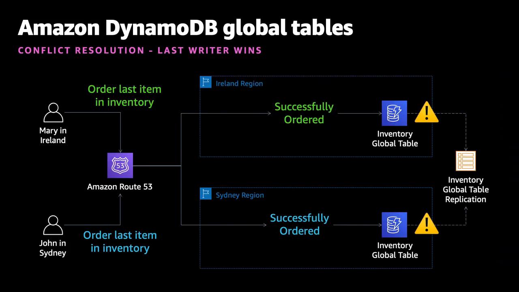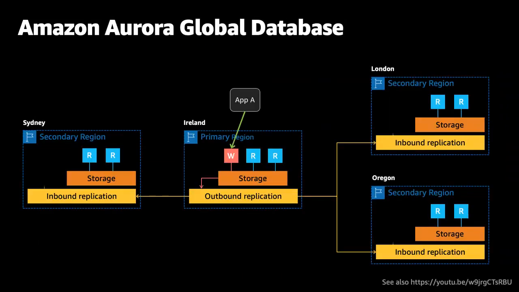If they order exactly at the same time, then both requests will be successful, and the available number of items will go from 1 to 0 on both regions. Upon replication, however, the last write wins, so all good, until the warehouse tries to fulfill two orders with only one item in stock. Aurora is an alternative to ensure data consistency.